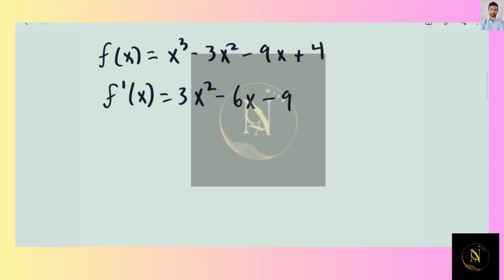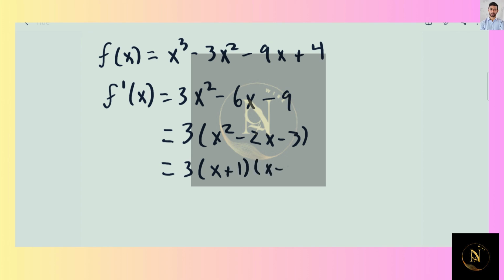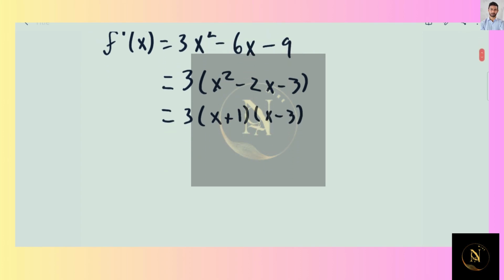And now the easiest way, in my opinion, to do this is to find the zeros of our derivative. So this is equal to 3 times x squared minus 2x minus 3, which is equal to 3 times, if we factor this, x plus 1 and x minus 3. And now we can figure out the zeros of our derivative because we have factored this, and they're going to be at negative 1 and 3. So f prime of x is equal to 0 at x is equal to negative 1 and 3.